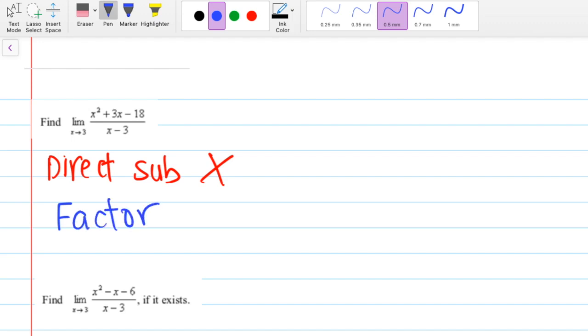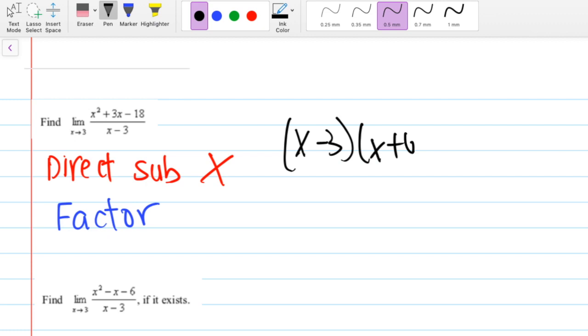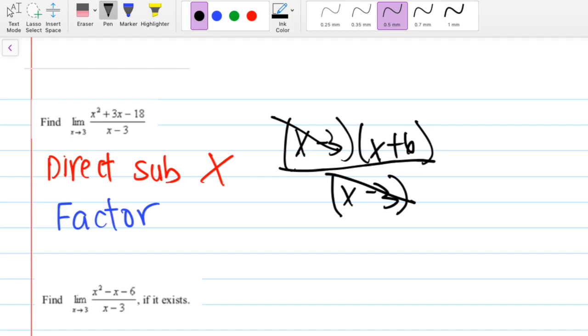Alright, so we couldn't do direct substitution, and now maybe factoring is what's going to work for us. So why don't we go ahead and we factor this top expression. That's going to give us x minus 3 and x plus 6 over x minus 3. Alright, so immediately we see an x minus 3 at the bottom and an x minus 3 at the top cancel out. And now remember, we have limit as x approaches 3. Now we go back and try that direct substitution. And we plug in 3 into the x right here, and we get 3 plus 6 equals 9.